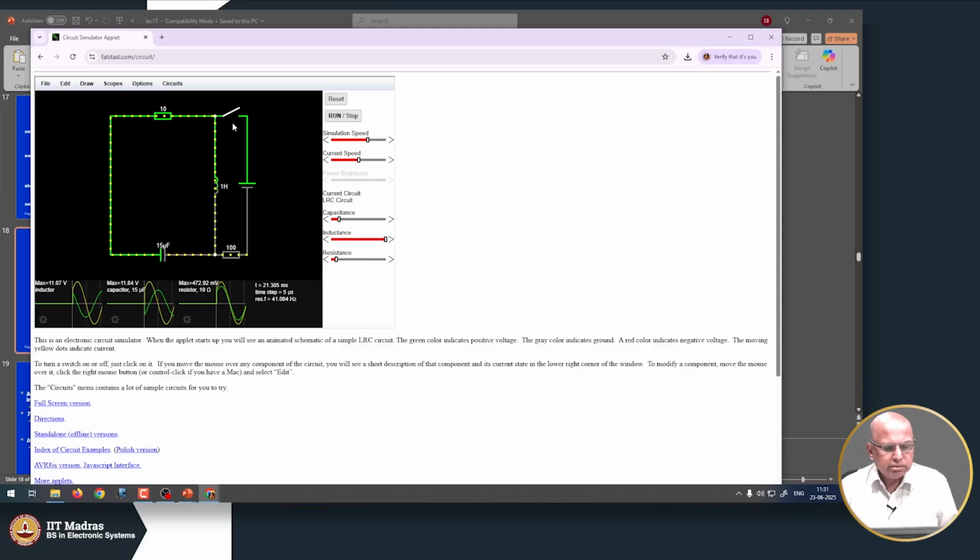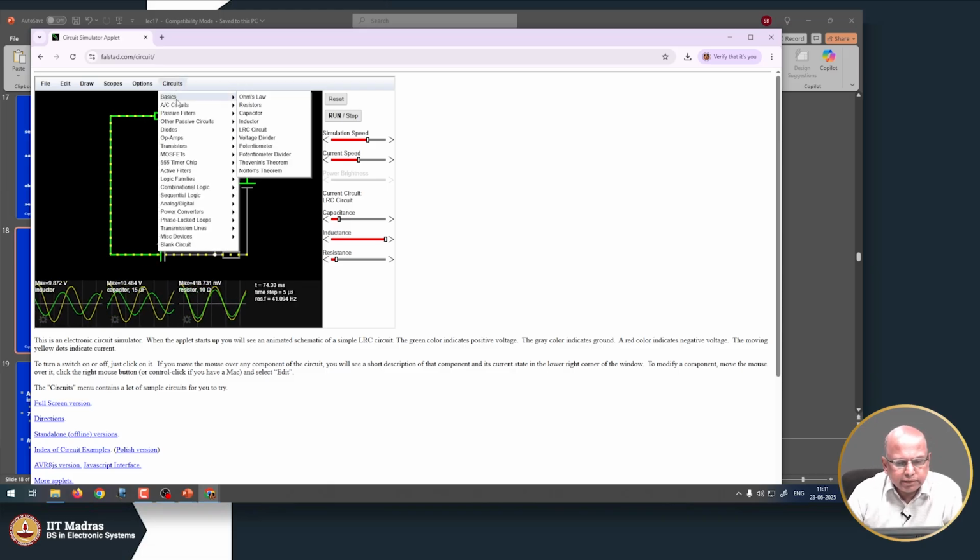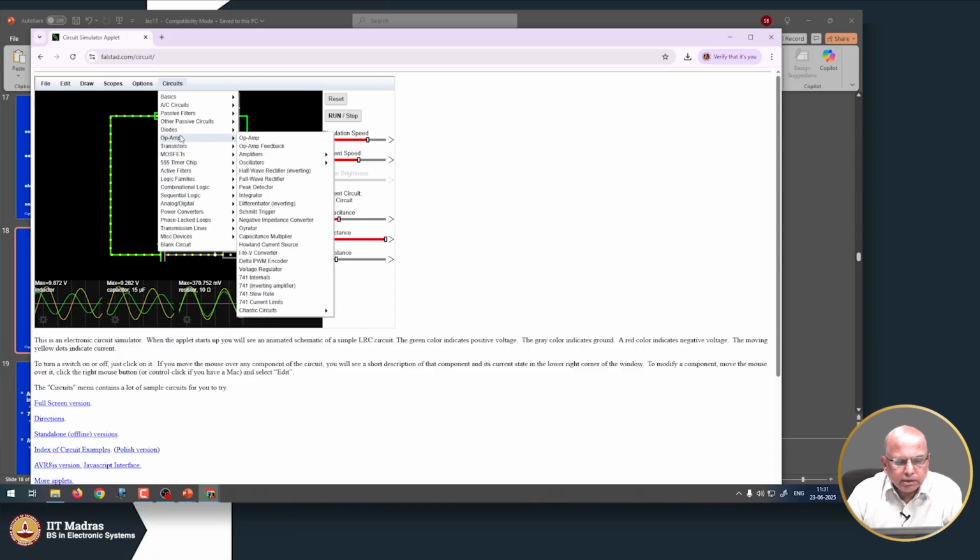So, this is a simulation of circuits, a lot of analog circuits for example, right. So, maybe there is an op amp, and under the op amp there might be a lot of different kinds of circuits like inverting amplifiers, non-inverting amplifiers, differential amplifiers and so on, right.